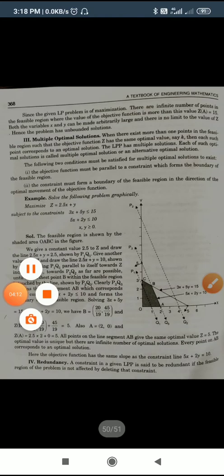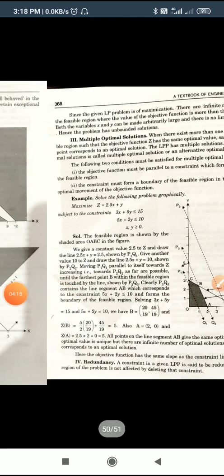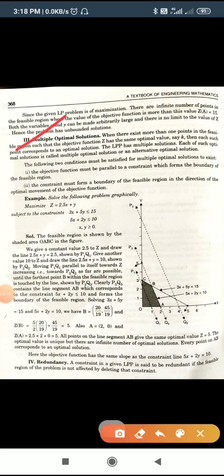Next, multiple optimal solution. If more than one point optimizes the objective function for the same value, then we say that this is a multiple optimal solution. That means in the bounded shaded region, so many points give the maximum objective function at the same value. So, these three conditions are in this chapter. We can define infeasibility, unbounded region, and multiple optimal solution.